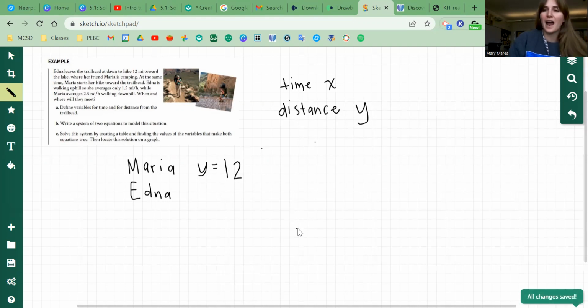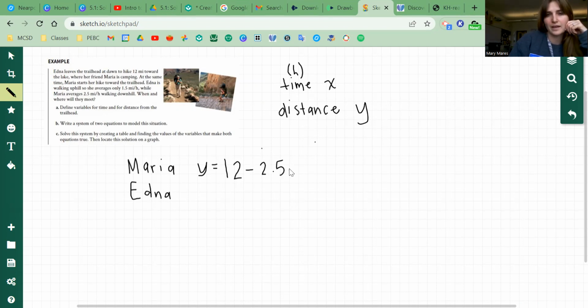And then for every hour that she walks, that's your time, so that's time in hours, she'll be 2.5 miles closer to the trailhead. So it's going to be 12 minus 2.5x. So this is in intercept form, right? 12 is our y-intercept, and negative 2.5 is our slope.